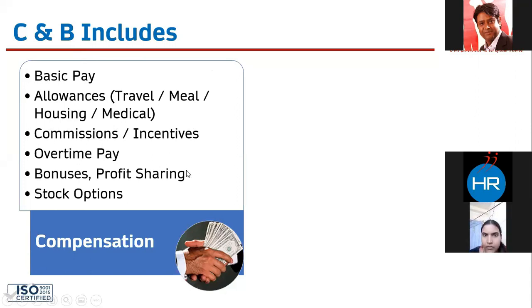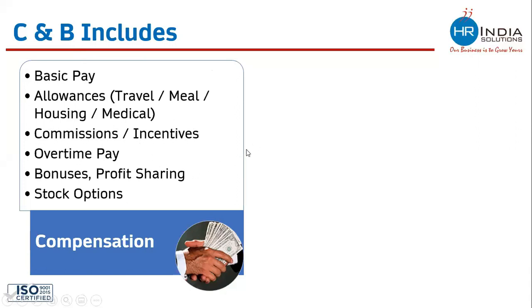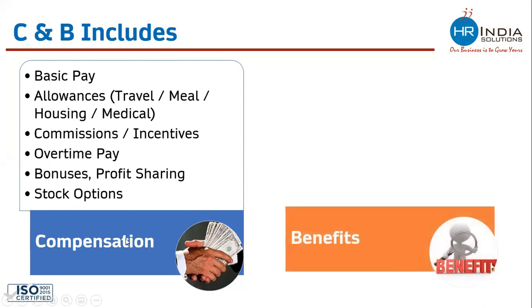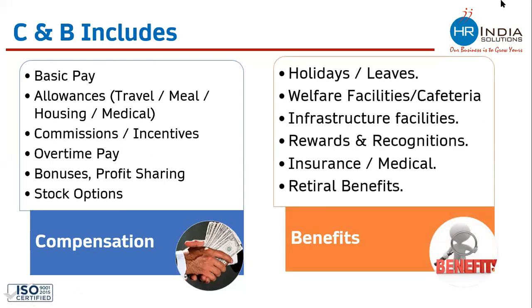Then there are commissions and incentives, which can be part of the compensation package. There could be overtime pay, bonuses, profit sharing, and stock options. All these components include money, so that is why they are part of compensation. Then we have benefits. Benefits can be holidays, leaves, welfare facilities, cafeterias, infrastructure facilities, rewards and recognitions, insurance, medical, retirement benefits, and there are many benefits available and practiced under a company.